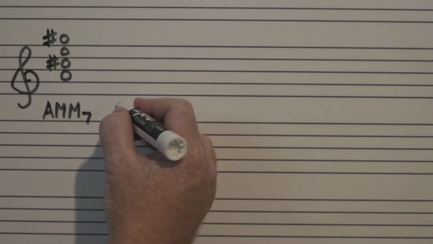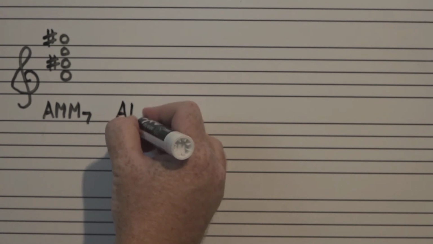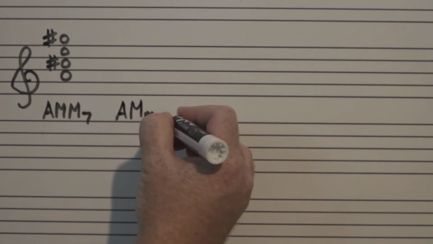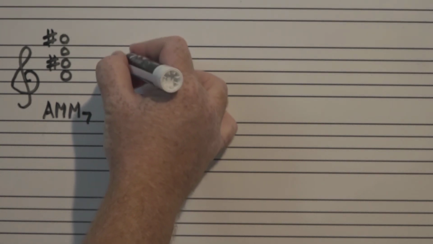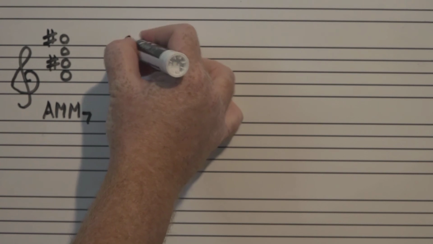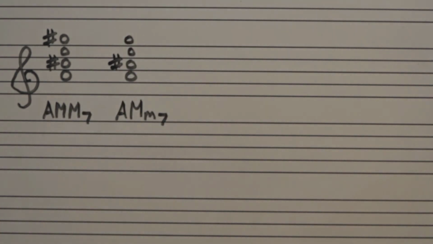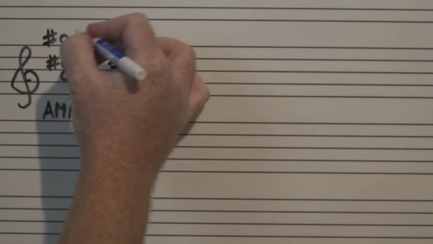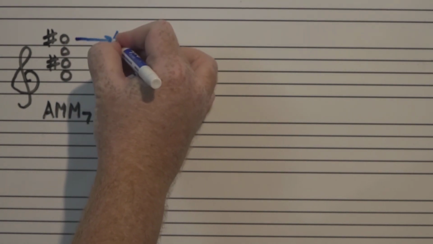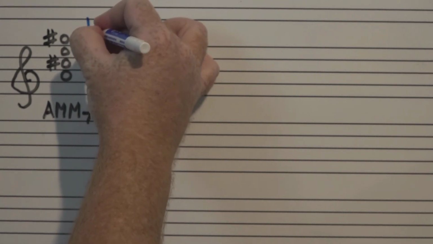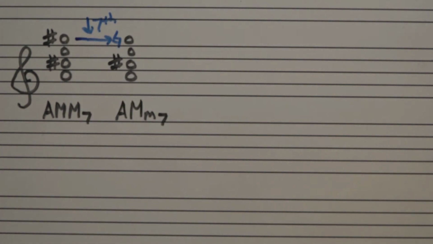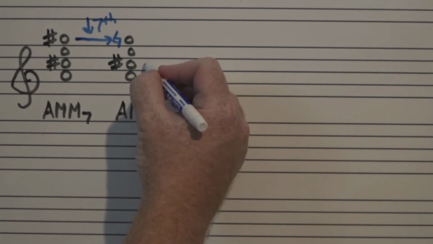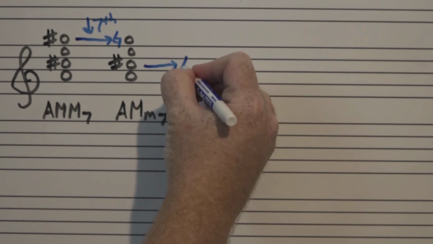To get to our next one, our A major minor 7th, we lower the 7th. There it is. What are we going to do next? We're going to lower the 3rd.